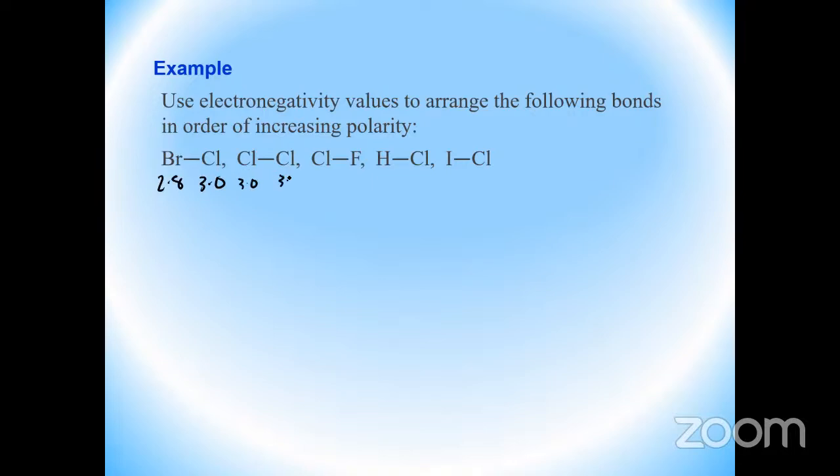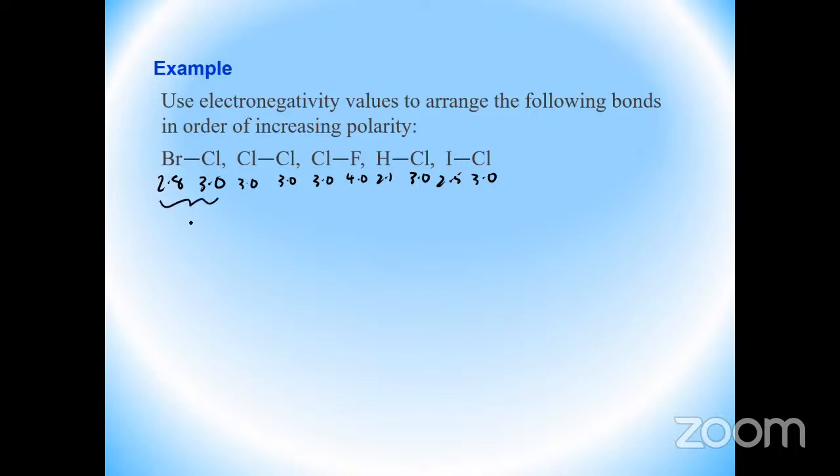And that will be 3.0 here, right? And this will be 3.0 here. And I know fluorine is 4.0. And hydrogen is 2.1, right? 2.1. And chlorine is 3.0. What's the value for iodine? 2.5. And chlorine is 3.0. Okay, so we have to find a difference in each case.